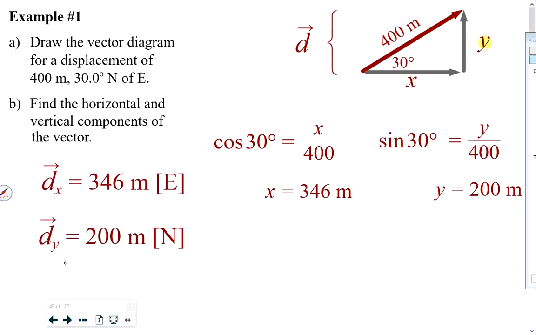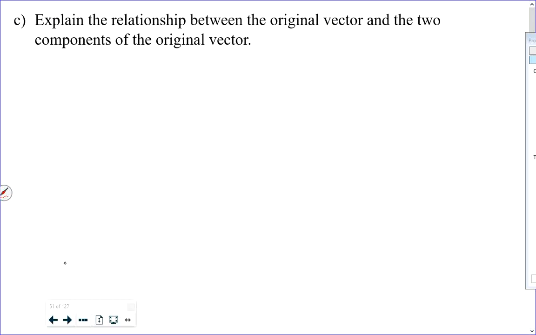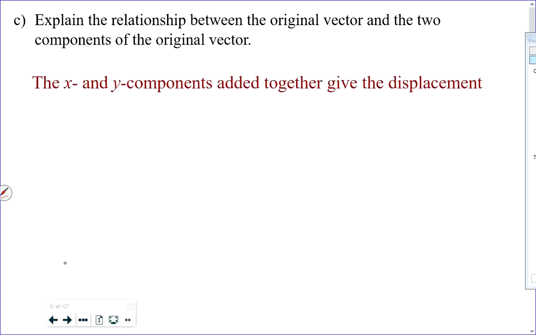I had that all written down anyway, okay? I guess maybe this is just a summary, right? It is east and it is north, you know that, okay? Explain the relationship. Okay, I guess I just did. But we can write it down now. The x and y components added give the displacement.